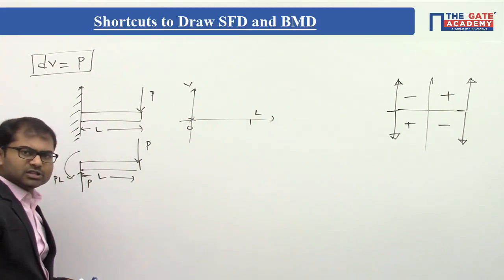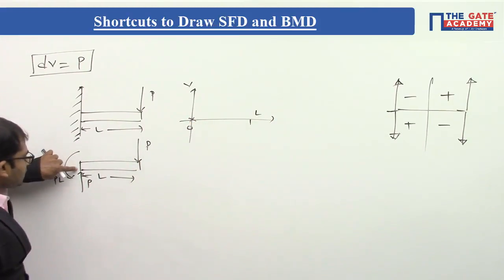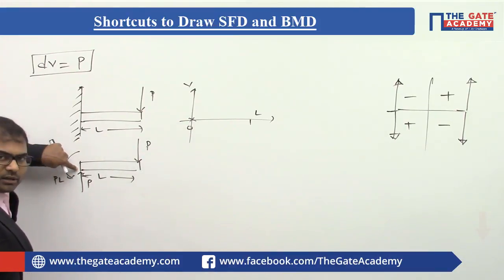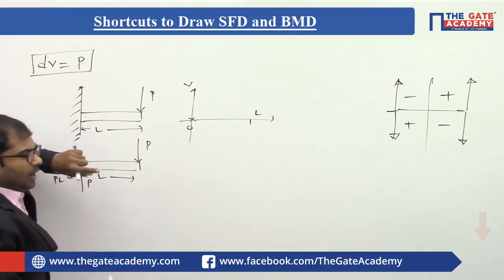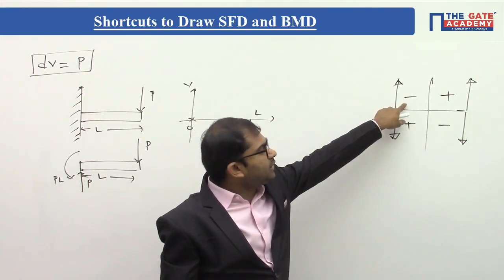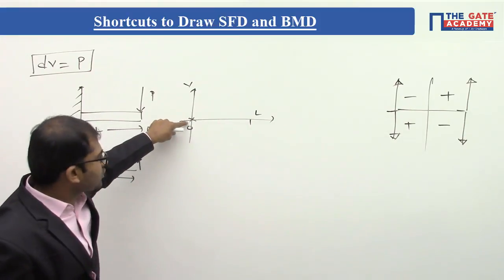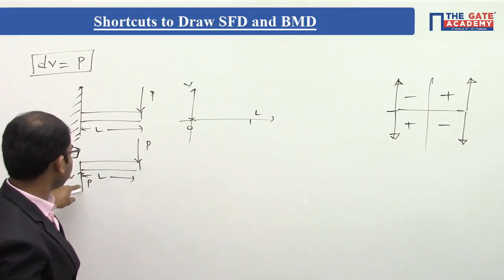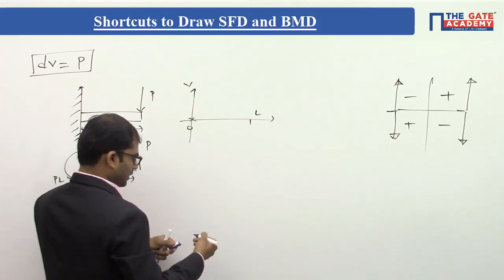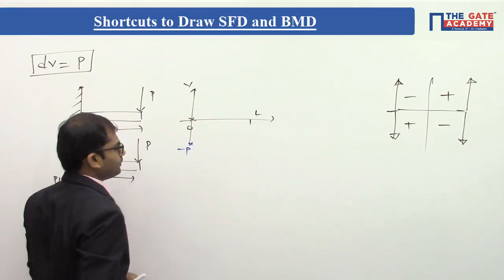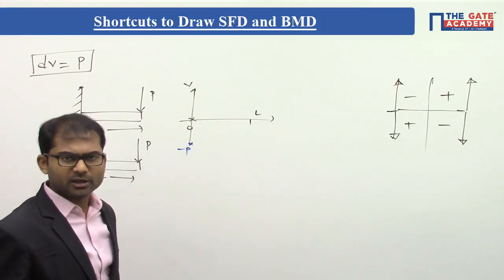So let's draw the shear force diagram. At this location, initially there is no shear force at all, 0. At this location, point load is acting upward. We are going from left to right. Upward point load will give rise to negative change of shear force. Initial value is 0, so change is equal to the value itself. So upward is minus, so minus P. So at this location, the shear force value is equal to minus P.